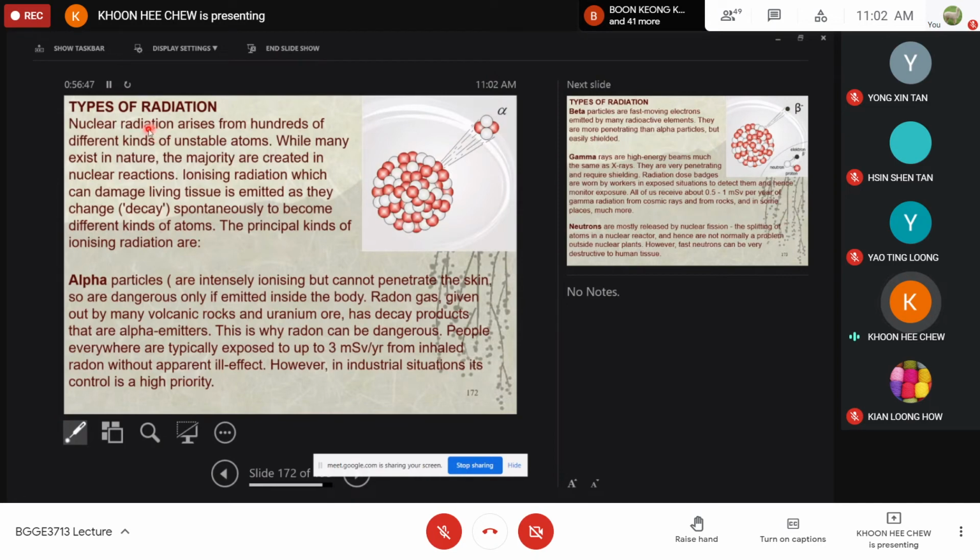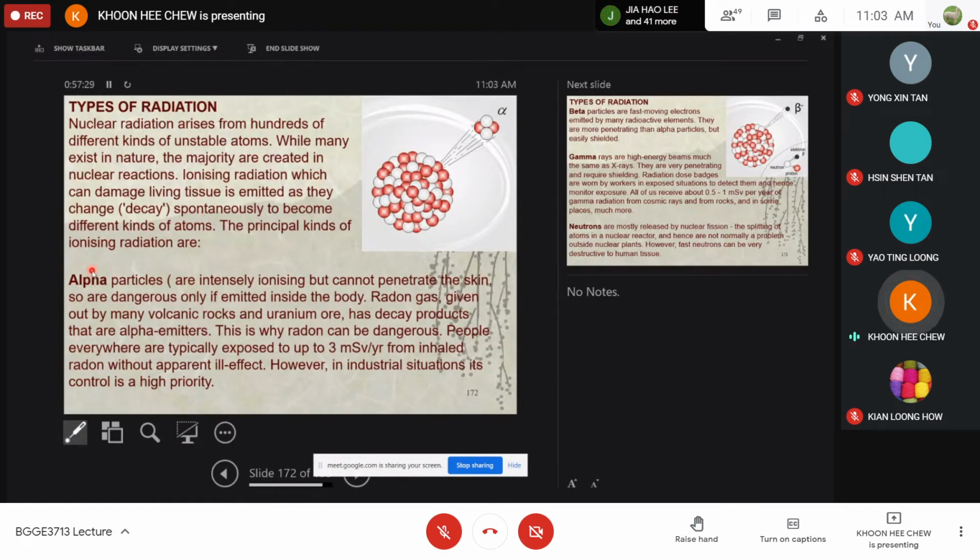The type of radiation, nuclear radiation, arises from hundreds of different kinds of unstable atoms. Because the atoms are unstable, they radiate out radioactive waves. While many exist in nature, the majority are created in nuclear reactions. Ionizing radiation, which can damage living tissue, is emitted as they change or decay spontaneously to become different kinds of atoms. The principal kinds of ionizing radiation are alpha, beta, gamma, and neutron.